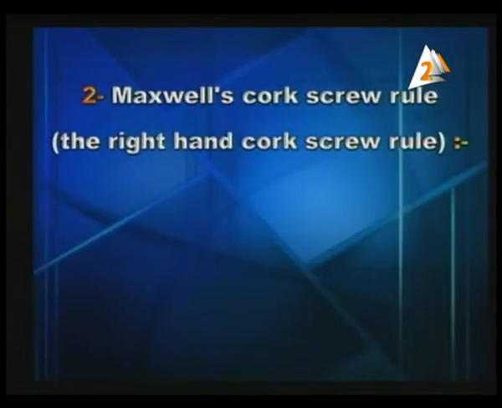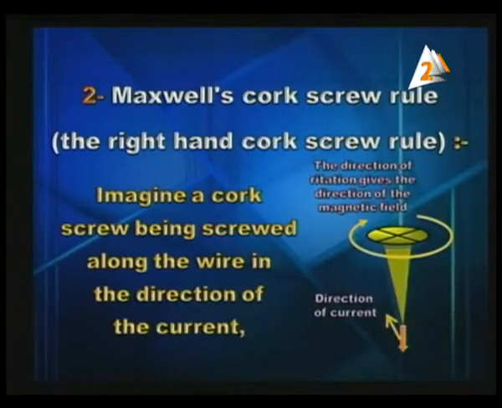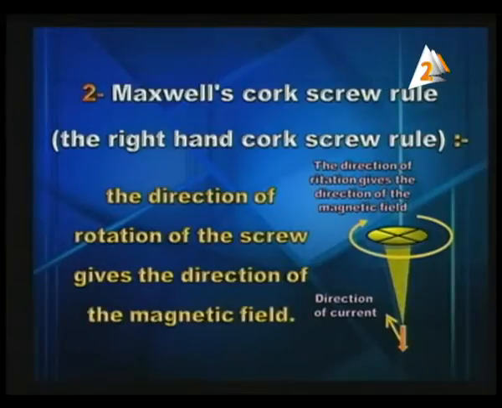Also, we've got another rule, we call it Maxwell's corkscrew rule, or the right-hand corkscrew rule. What about it? Imagine a corkscrew being screwed along the wire in the direction of the current. The direction of rotation of the screw gives the direction of the magnetic field.